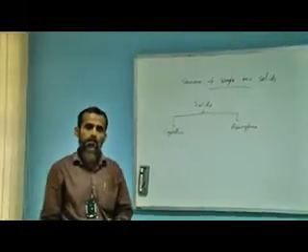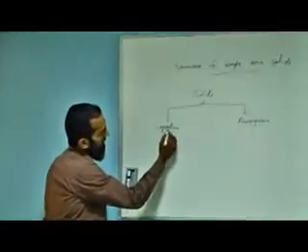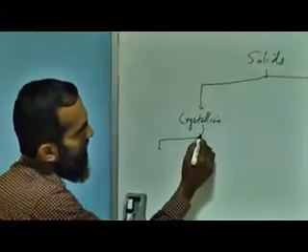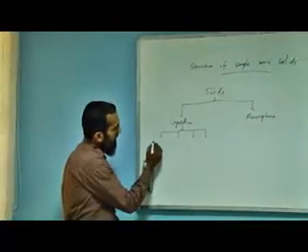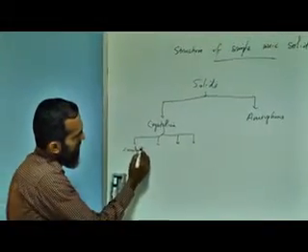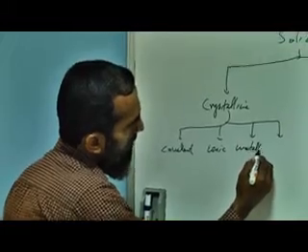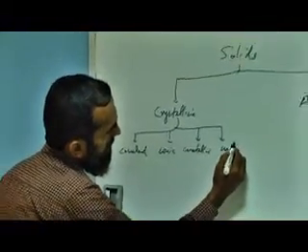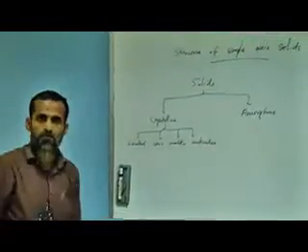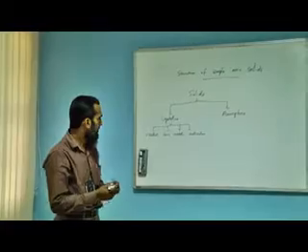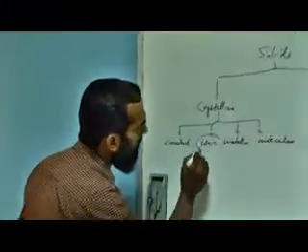Now, based on the kind of constituent particles present, crystalline solids are again of four types, that is covalent crystals, ionic, metallic, and molecular solids. Now, our discussion will be restricted to only this type, ionic solids.